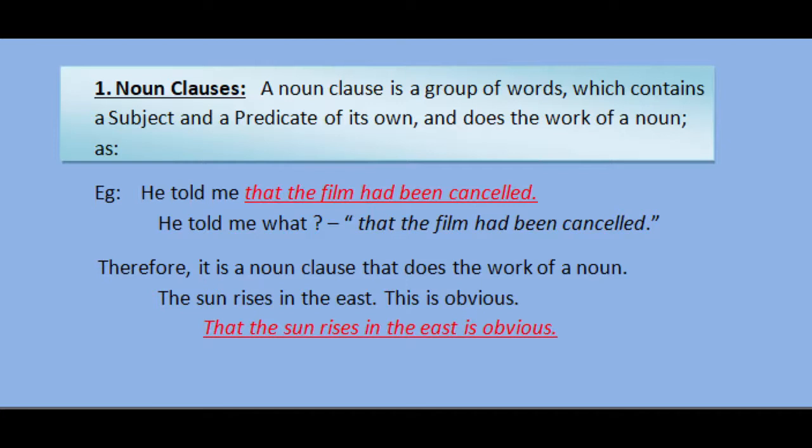Number 1, he told me that the film had been cancelled. He told me what? That the film had been cancelled. So a noun clause can be introduced or started by the conjunction that. It's very easy to identify. In this sentence, the underlined words are the noun clause beginning with the conjunction that. In the same way, the second sentence, the sun rises in the east, this is obvious. That the sun rises in the east is obvious. So the whole underlined words is the noun clause. Therefore, it is a noun clause that does the work of a noun.